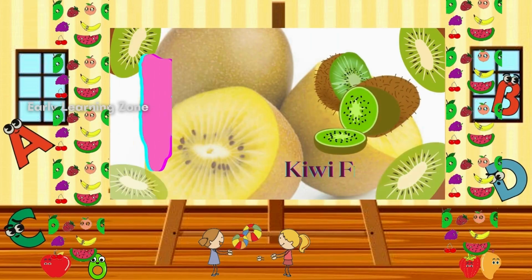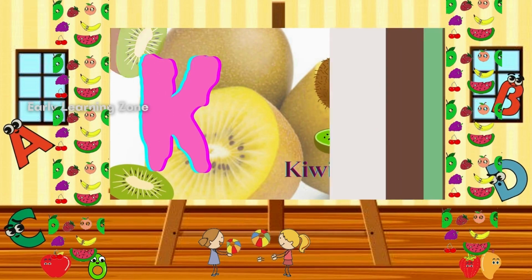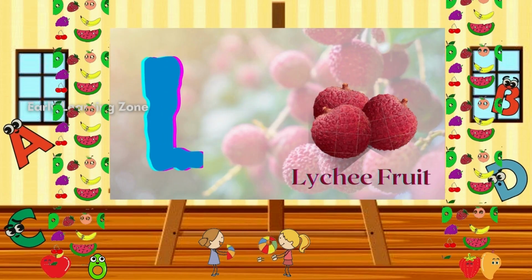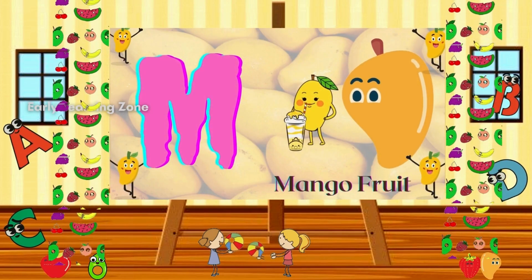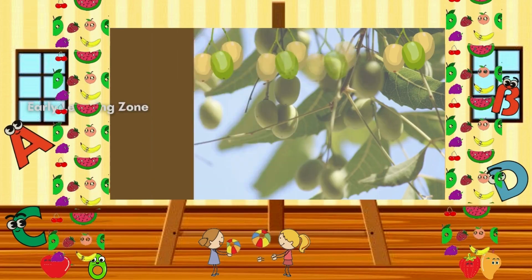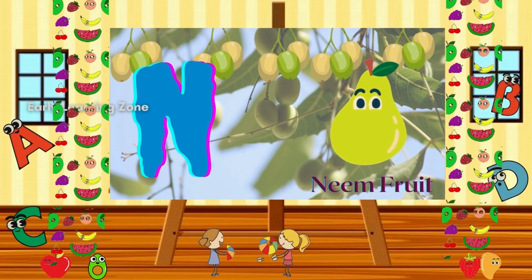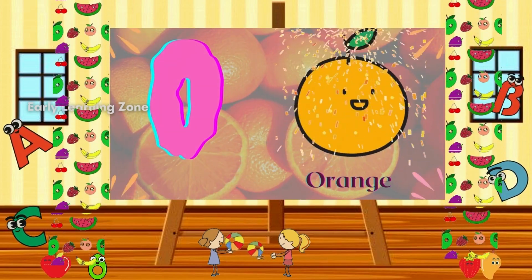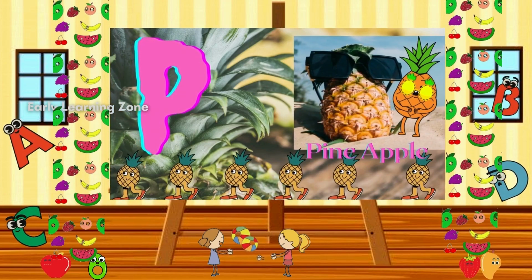K is for kiwi fruit. L is for lychee. M is for mango. N is for neem fruit. O is for orange. P is for pineapple.